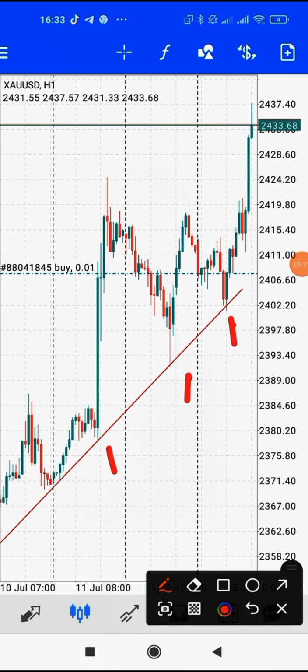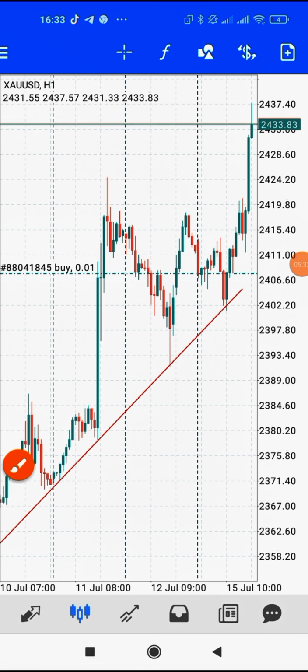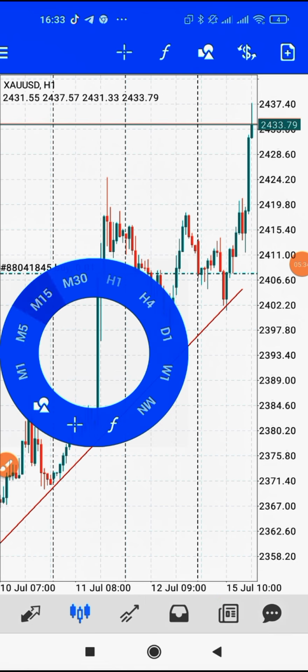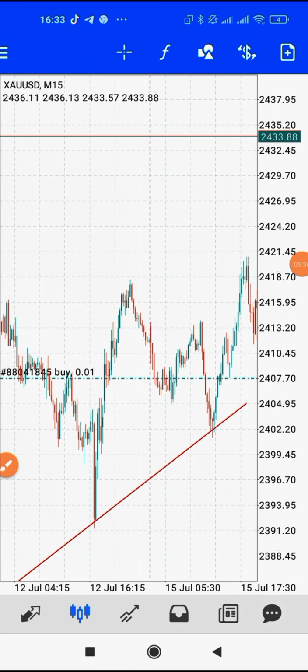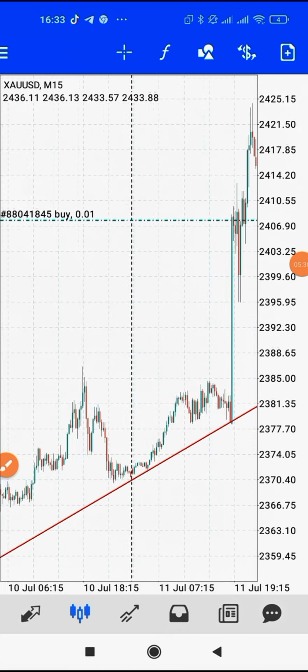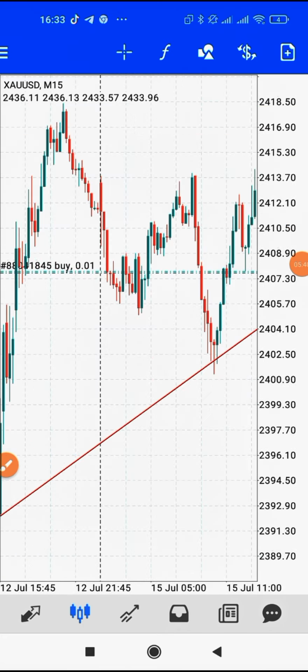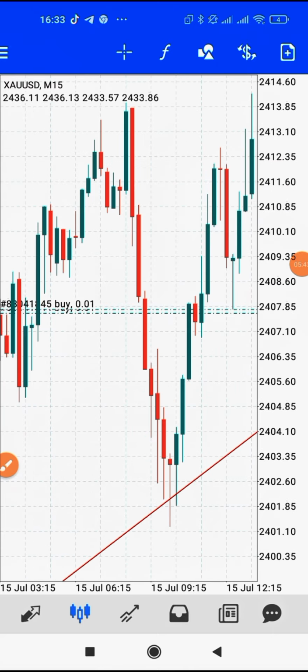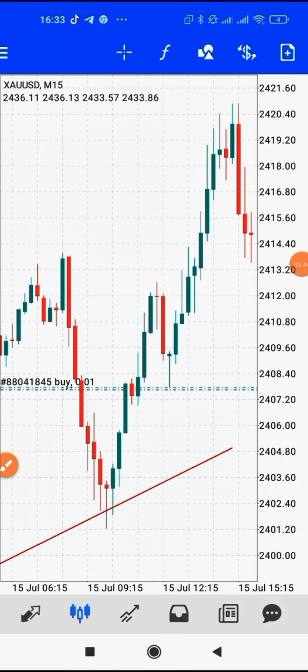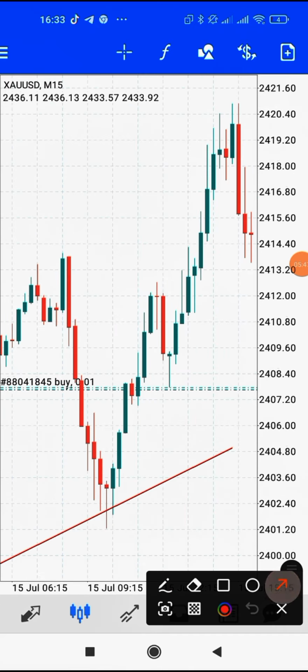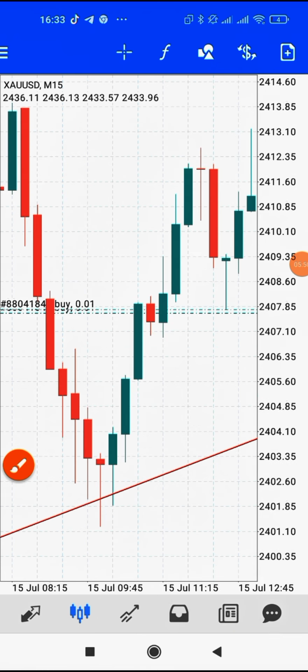All right, so what I did was that I went down to the 15 minutes time frame in order for me to get a clearer picture of what it's doing. Now if you look at it, I already know that the price is going to go back up, so I just needed confirmation, and that's where we have the reversal candlestick patterns. I looked for a reversal candlestick pattern.